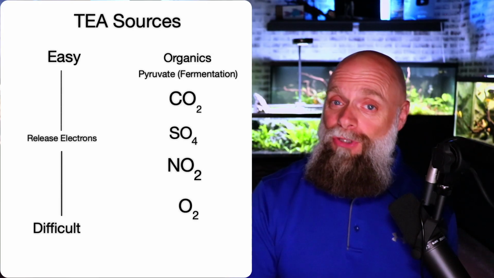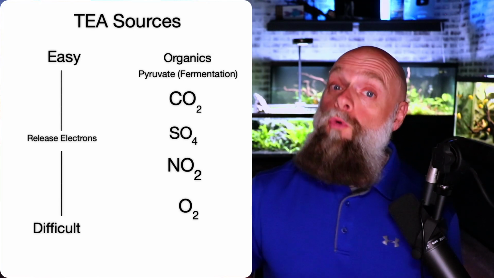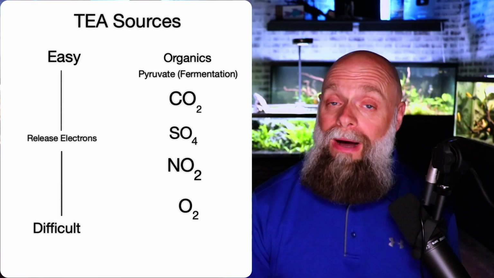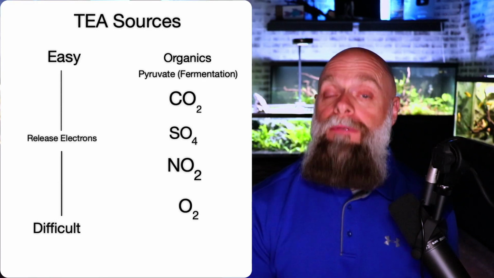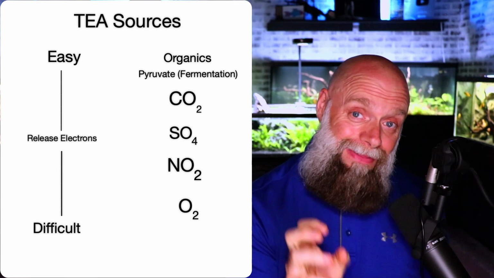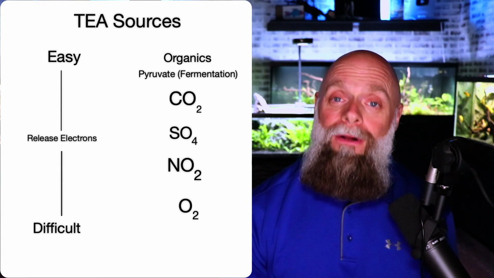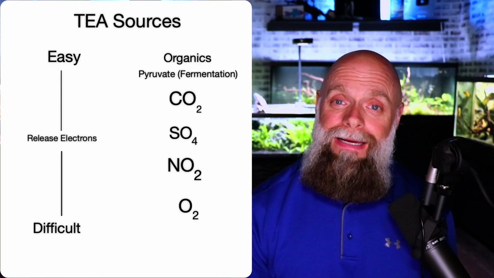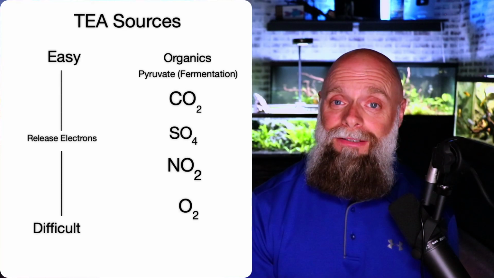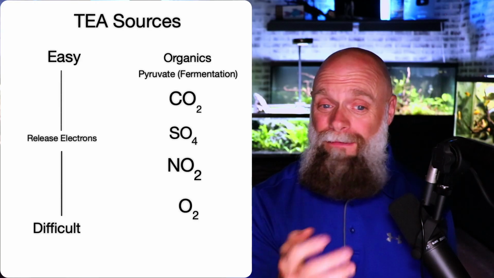We don't want the terminal electron acceptor to release electrons very easily. We want them to gain electrons. We want them to be reduced. And so on this side of things, the further down we go, the better the terminal electron acceptor is. And so we've got here at the top organics. Not so great. Pyruvate being an example.